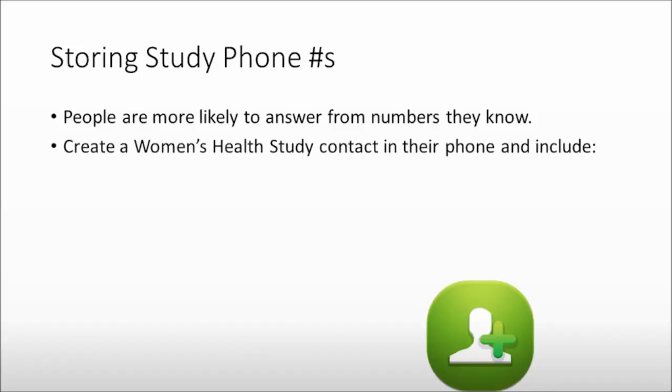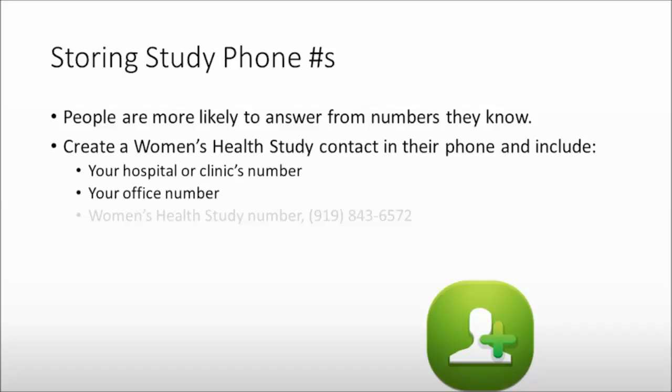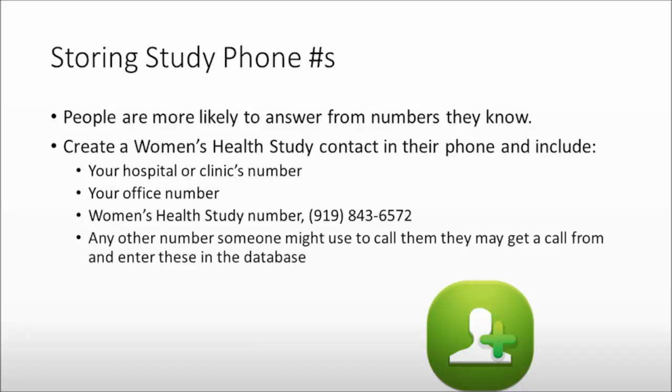At the 1 week assessment, you can also store more study phone numbers in their phone. So if you want to create a contact, or you already have created a contact in their phone for the women's health study, you can put in the hospital or clinic's number, your office number, my number, so the UNC cell phone number, which is in your SOP. Any number that you want to put in the phone is great because they might get contacts from any number of those.